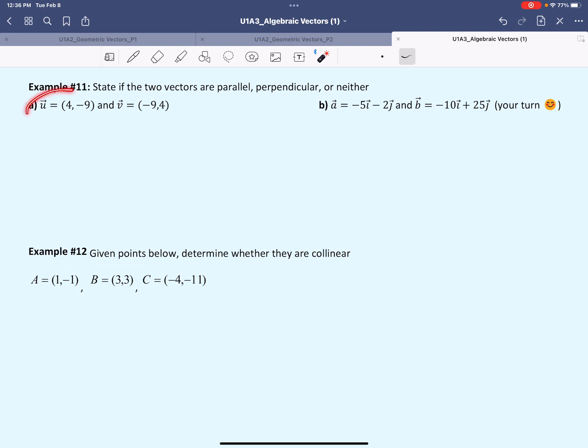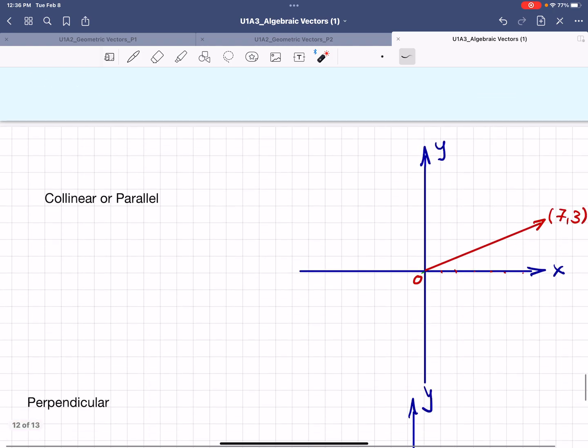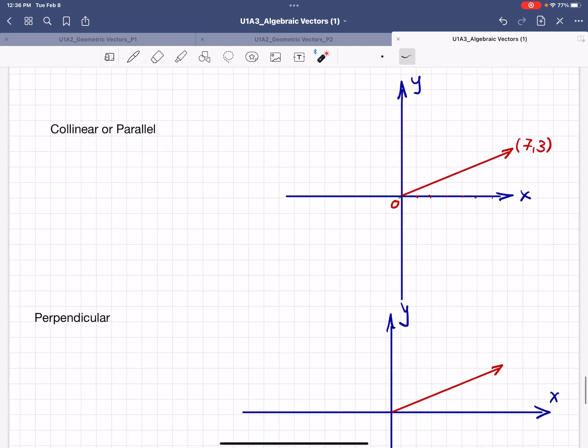This time we're going to take a look at identifying whether vectors can be parallel, perpendicular, or neither. Before we take a look at these examples, I invite you to take a look at some very simple investigations that will help us a lot in answering such questions or identifying parallel or perpendicular vectors.